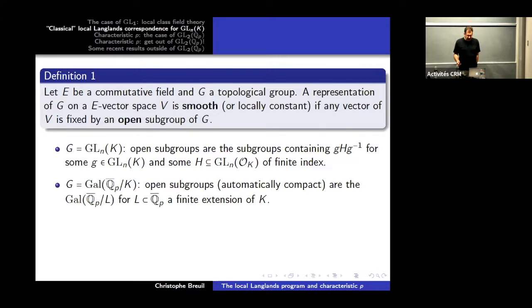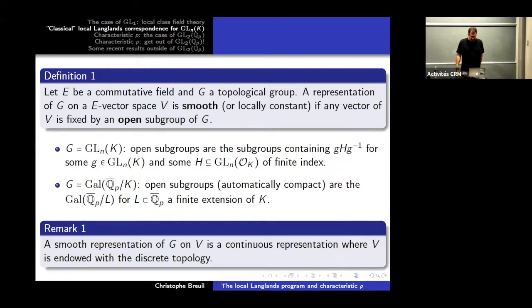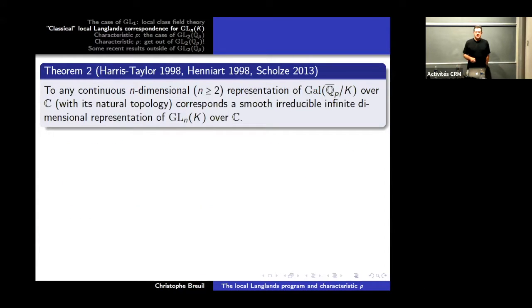That's for GLn of K. And for Galois, the open subgroups are just the subgroups Galois Q_p bar over L, for L a finite extension of K. So those elements which not only fix K point by point, but also fix the elements of a finite extension L. And maybe the remark that I already said, that a smooth representation is the same thing as a continuous representation where you put the discrete topology on V. So I think I can right now state theorem 2.